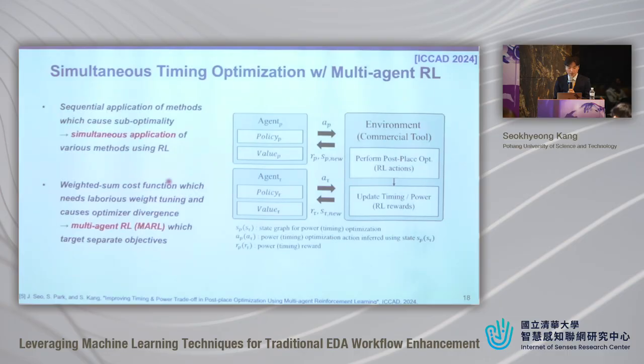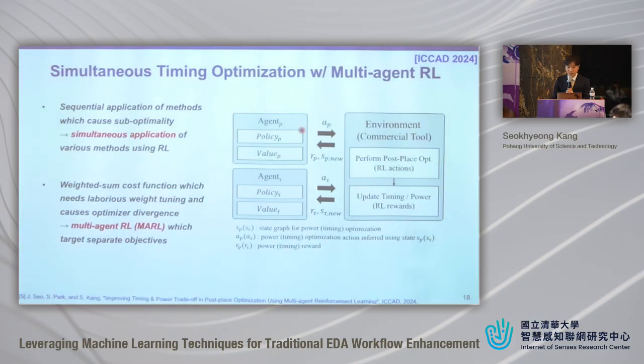Also, previously we used a cost function that was a weighted sum between the power and timing. We want to reduce the timing violation. Also, we want to reduce the power. That is the trade-off, right? However, if we use multi-agent, then we can optimize the timing and power together. So in our approach, one agent reduces power consumption, and another agent wants to improve the timing.